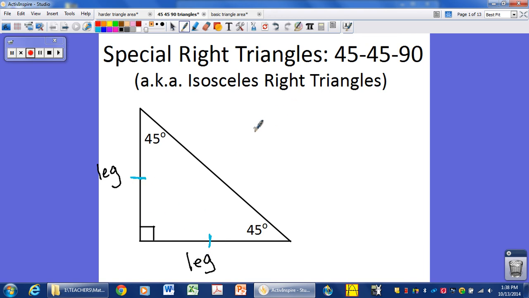And if we apply our Pythagorean theorem to find out what the length of the hypotenuse is, it turns out that we do leg squared plus leg squared, and that needs to equal the hypotenuse squared. So here we have some like terms. 1 leg squared plus 1 leg squared is 2 leg squared.